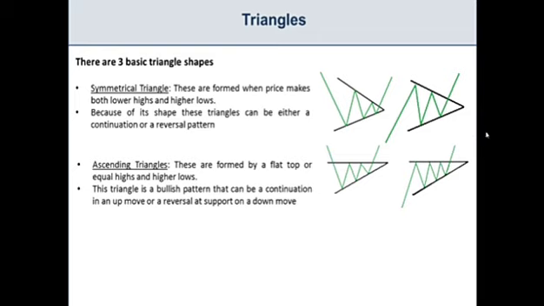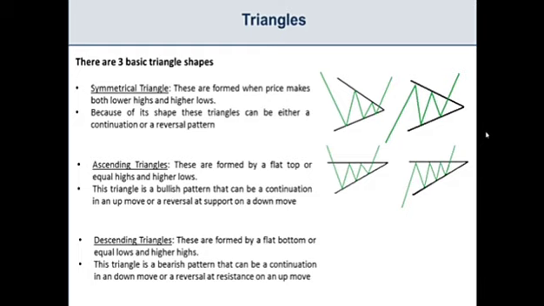And the third basic triangle shape is the descending triangle, and these are formed by a flat bottom or equal lows and lower highs. This triangle is a bearish pattern that can be a continuation in a down move or a reversal at resistance in an up move. And this is how they look. As you can see here, in a down move, if we continue to make lower highs but a flat bottom, this means that the bearish pressure is still here and is going to overcome the bullish pressure that we have encountered at this area of support, and eventually we will break to the downside, giving us a continuation signal.